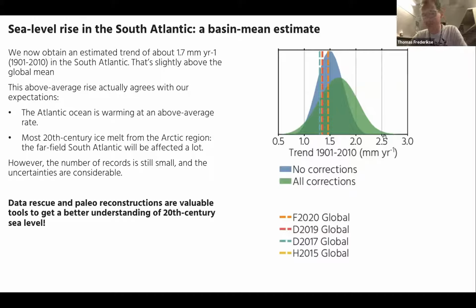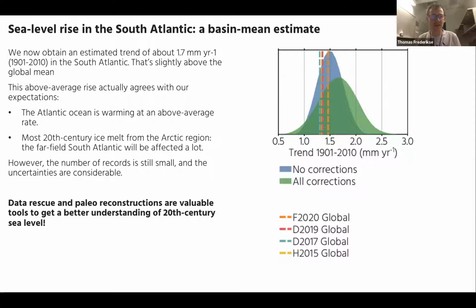So it seems like, despite the high uncertainties, and these vertical lines are global mean sea level estimates of sea level trends of 1901 to 2010, you can see that the green curve is generally to the right of the global mean curve, which suggests that sea level in the South Atlantic has risen slightly faster than the global mean.